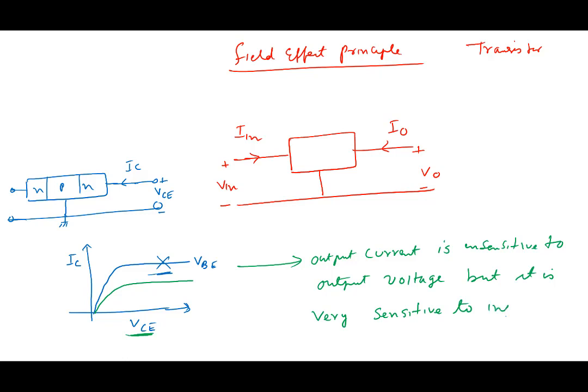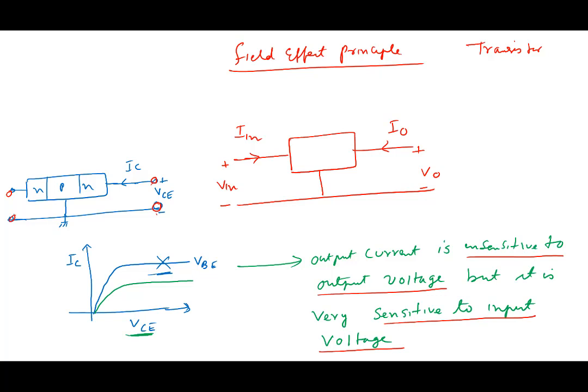Now, don't you find this very strange? It is insensitive to output voltage, very sensitive to input voltage. I mean, imagine a current flowing between a pair of terminals, and it's not sensitive to the voltage applied across that pair of terminals. But it's very sensitive to the voltage applied across some other pair of terminals. Right? This is a very strange characteristic.